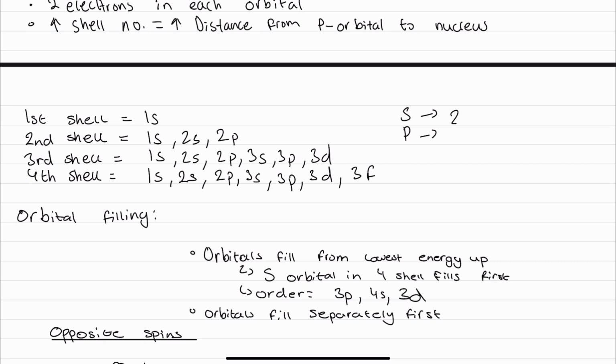The p orbital can contain up to 6 electrons. We've already said that. So once you get to 2p6, for instance, you have to move on to the third shell. The d orbital can contain up to 10 electrons. So once you get onto d10, you move on to f. And the f orbital can contain up to 14 electrons.